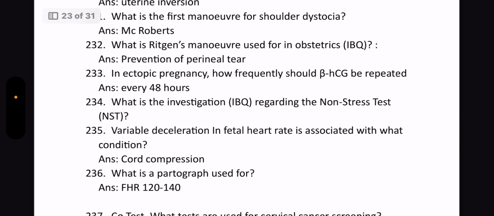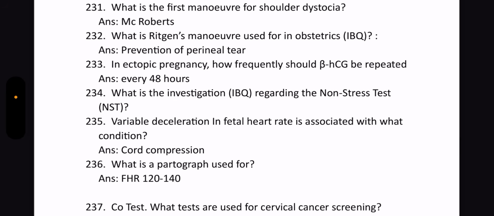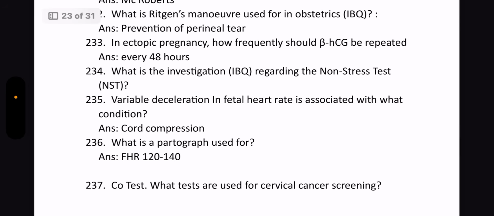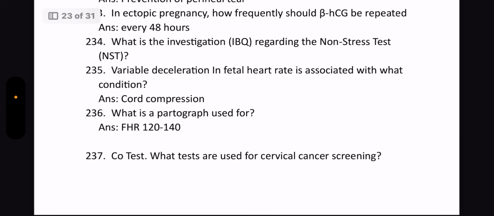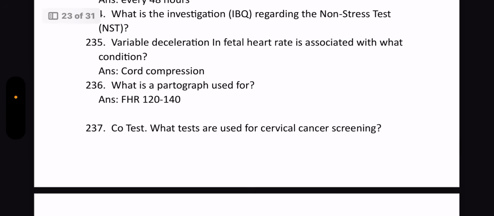Next is an image-based question, uterine inversion. First maneuver for shoulder dystocia. Answer is McRoberts. What is Ritgen's maneuver in obstetrics? Answer is prevention of perineal tear. In ectopic pregnancy, how frequently should beta-hCG be repeated? Every 48 hours.